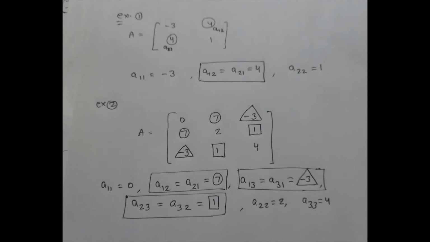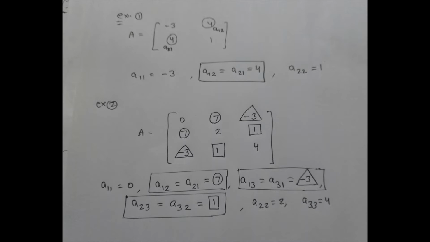Example first, A is equal to [-3, 4; 4, 1]. So a11 is equal to -3, a12 and a21 are equal to 4, and a22 is equal to 1. Here we can see that a12 equals a21 equals 4, so they are equal. The condition for a matrix to be symmetric is that aij equals aji. So here a12 equals a21 equals 4, so the matrix is a symmetric matrix.